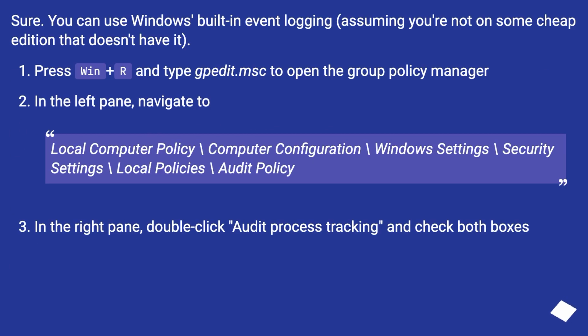Sure. You can use Windows built-in event logging, assuming you're not on some cheap edition that doesn't have it. Press Win+R and type gpedit.msc to open the Group Policy Editor. In the left pane, navigate to Local Computer Policy, Computer Configuration, Windows Settings, Security Settings, Local Policies, Audit Policy. In the right pane, double-click Audit Process Tracking and check both boxes.